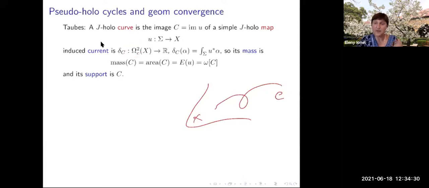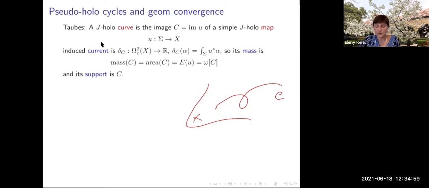I can look at the delta function. Think of it as a delta function supported on C. So the current just takes a compactly supported two-form, and you pull it back by the map and integrate it along the domain. So that's the current. And as a current, it has a mass, or the area of the image. The mass is the same as the area of the image, and is the same as the energy of the map, and it's topological. It's just omega evaluated on the homology class of this.